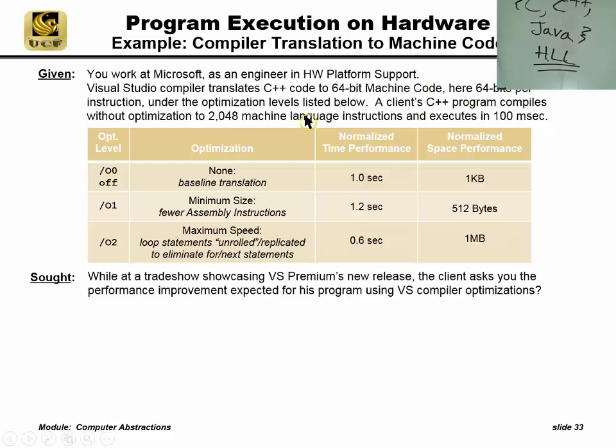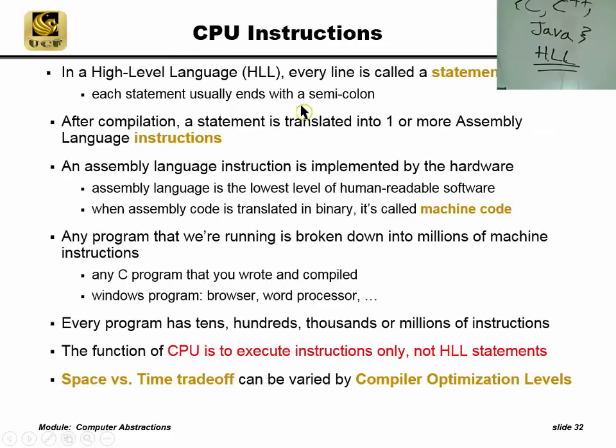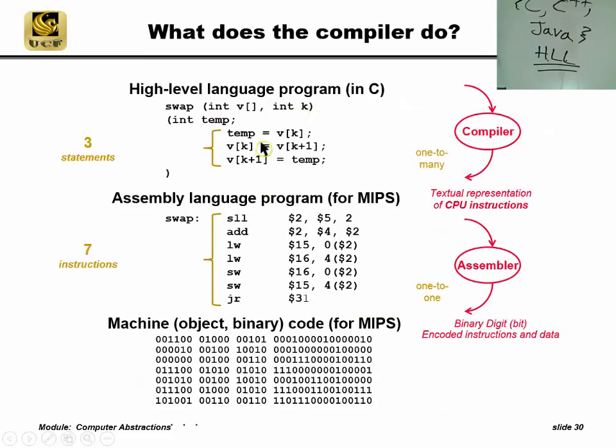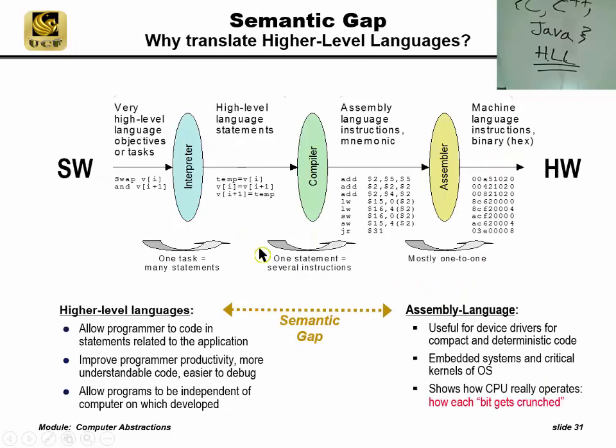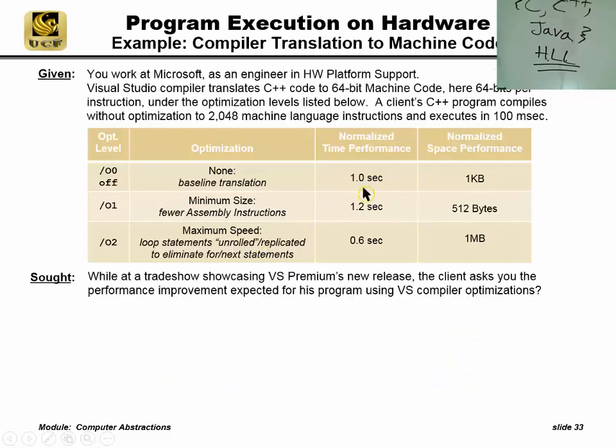Here we have 64 bits per instruction, and we have different optimization levels. Optimization levels vary the mapping. So here we had a mapping from 3 instructions, or we call statements, of high-level code to 7 instructions. But maybe there's some more powerful instructions. We end up with fewer instructions, but they may take longer to execute. That's a space versus time trade-off. So let's look at that in terms of these optimization levels.